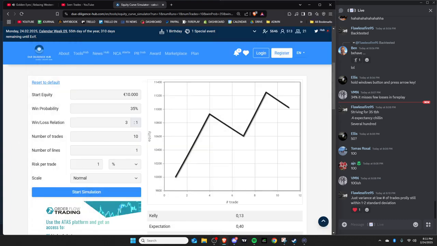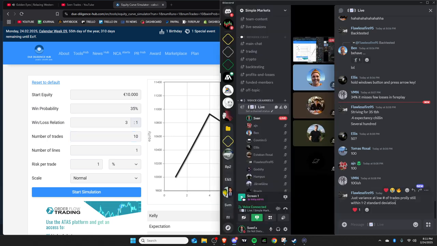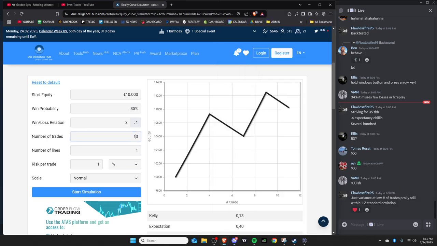So we did a couple of simulations and we figured out that even though we did exactly what we were supposed to do with a 35% win rate with a 1 to 3 R, we still ended up getting down to -6 R within 10 trades. So tie that into passing prop firm challenges.